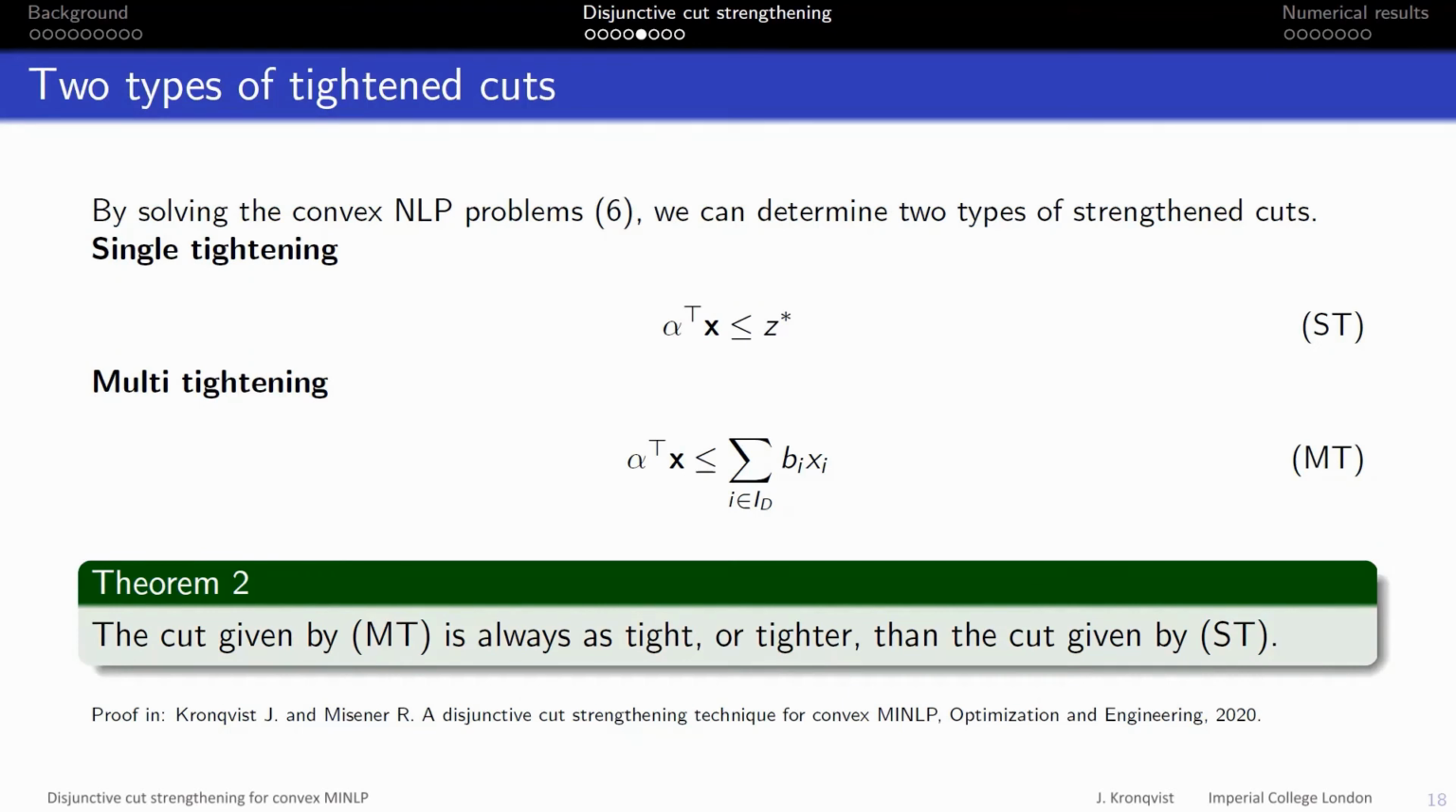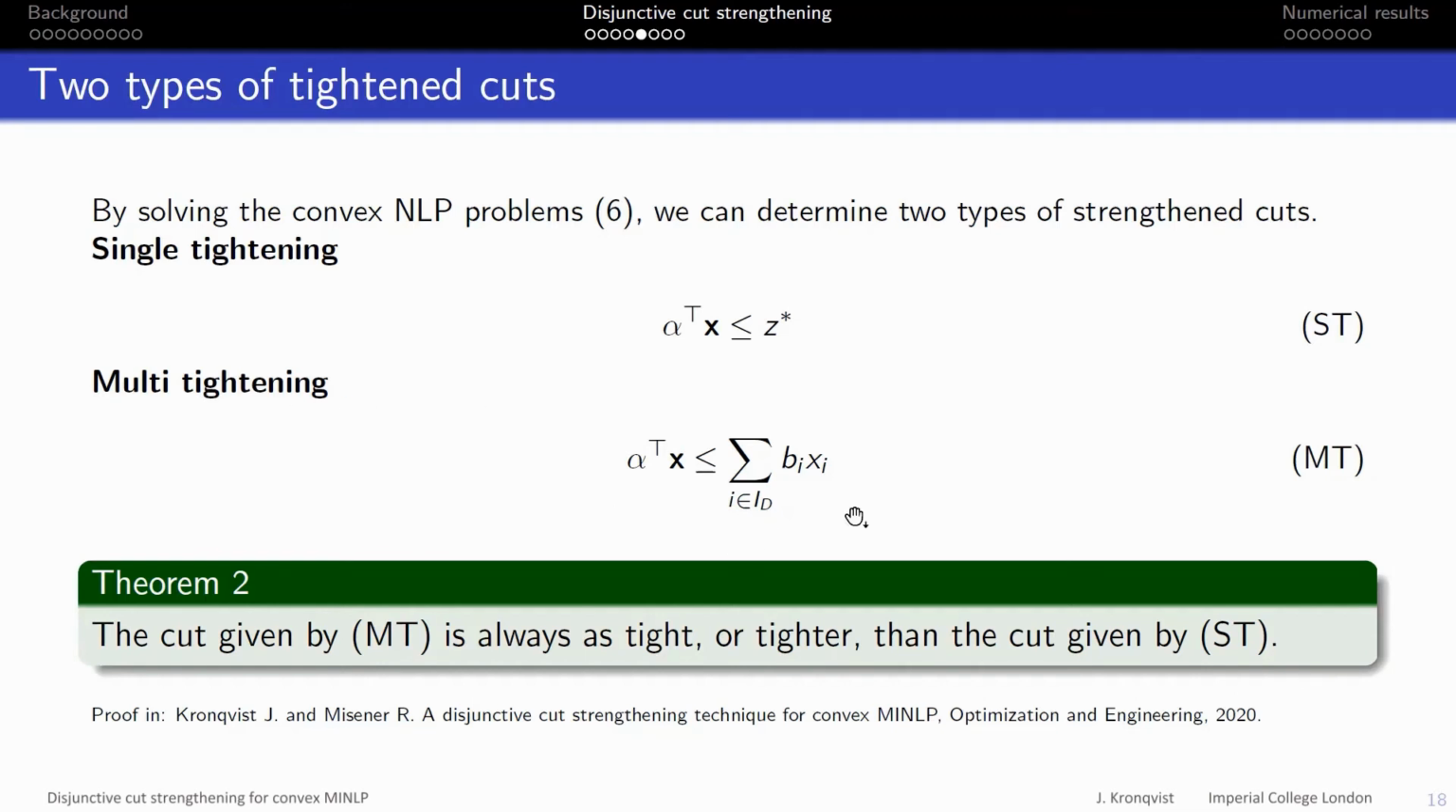By solving the convex NLP problems, we can determine two types of strengthened cuts. The first type we will refer to as single tightening, where we set the right-hand side value equal to z star, which is the smallest value valid for our disjunction. And the second type we will refer to as multi-tightening, where we effectively use individual right-hand side values for each term of the disjunction. Here it can easily be proven that the multi-tighten cut is always as tight or tighter than the cut given by the single tightening procedure.